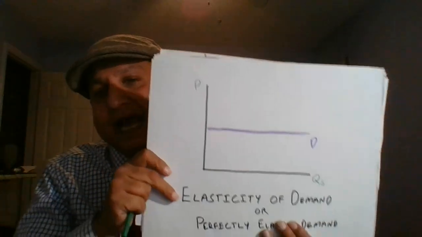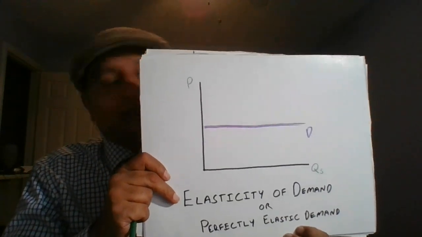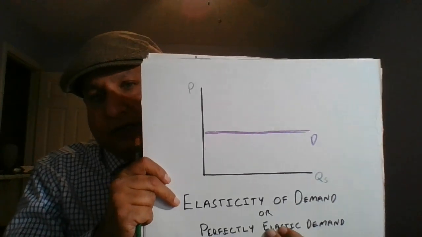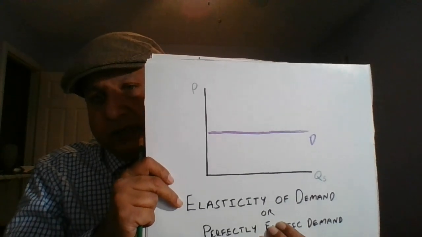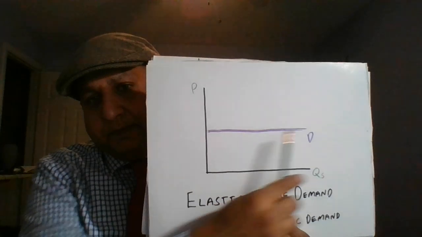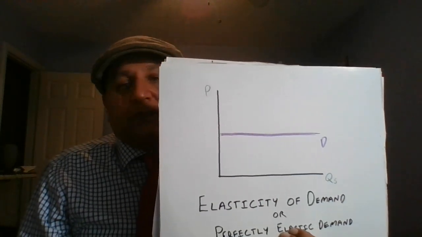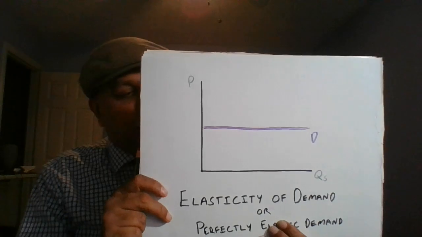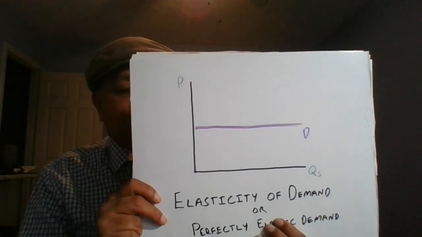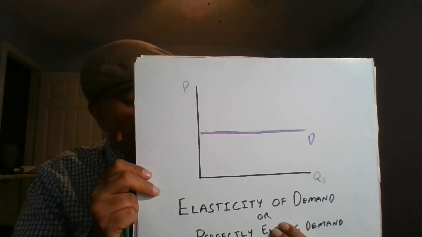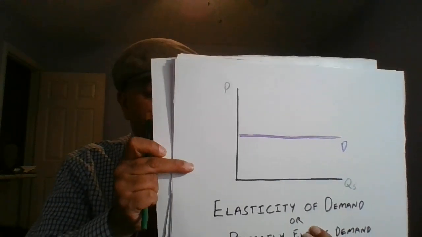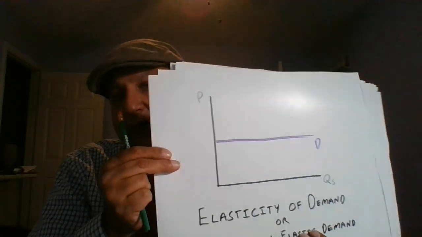Next, we're going to talk about the perfectly elastic or highly elastic demand curve. This is a graph with a line that has a slope of 0, causing it to be horizontal. And this means that the response of demand to a change in price is very sensitive. Examples of products with a near perfectly elastic demand are luxury items or products that use up most of the consumer's income, such as automobiles.